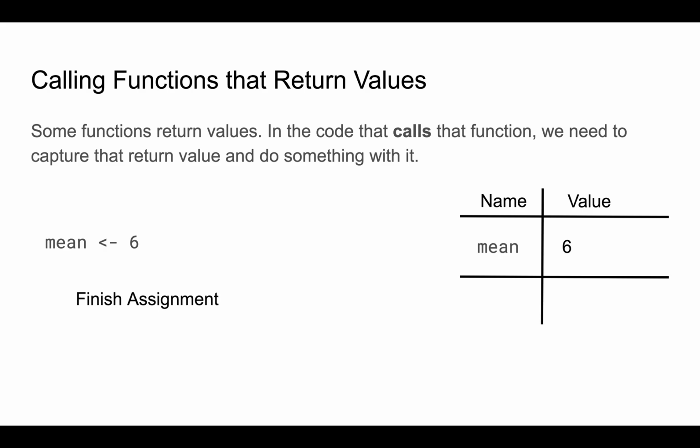So now it's time to finish the assignment. Now I have an assignment statement in which 6 is going to be assigned to the variable named mean. It gets added to the symbol table, and voila, we can use a variable named mean now to print out or do whatever we want to do with the average of the list 5, 6, 7.